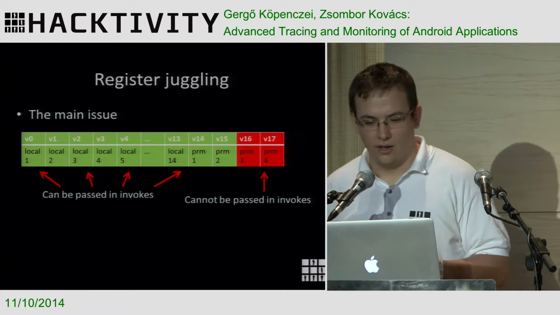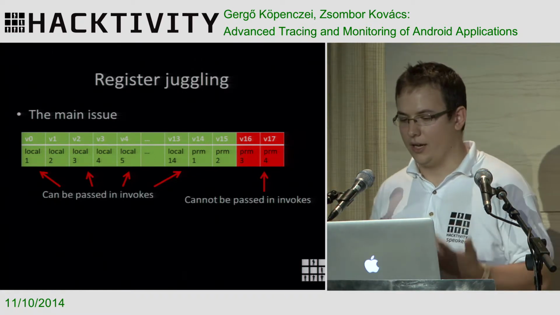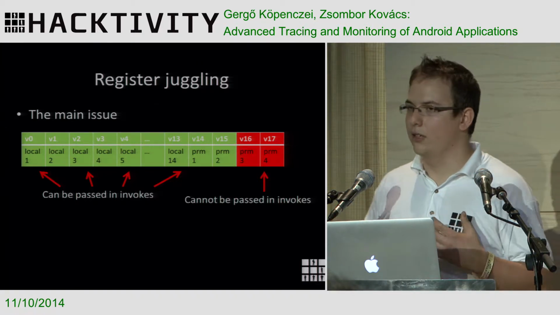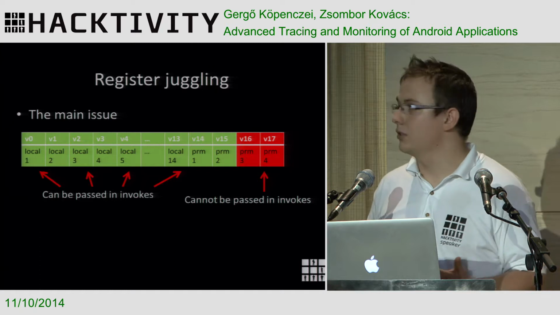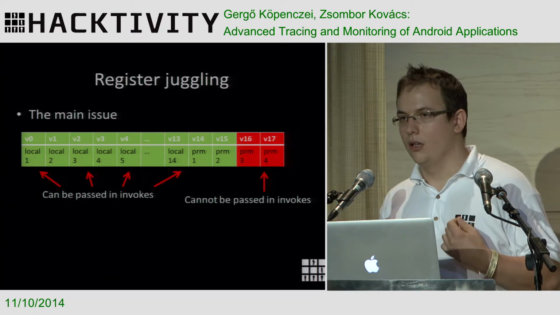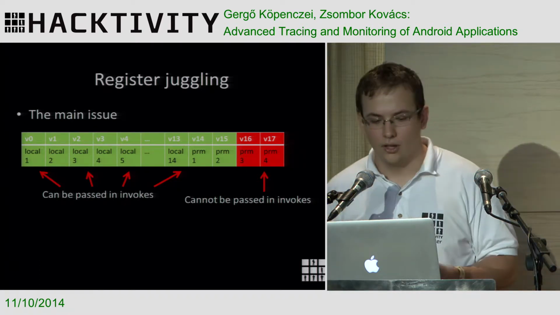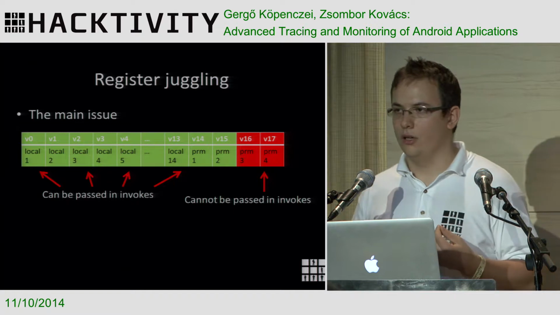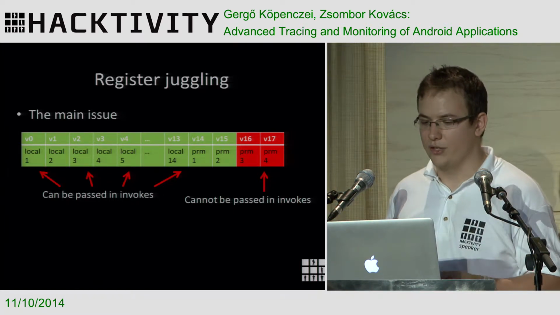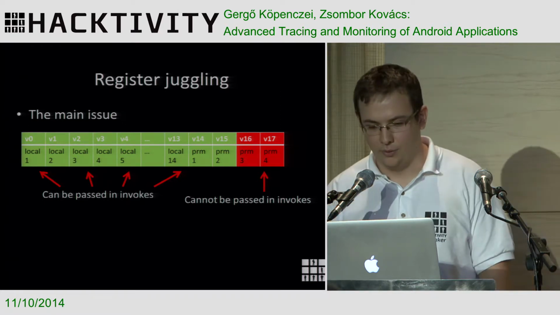Okay, so as I mentioned, there's a lot of problem with registers because they had to be handled differently. And the problem is that the operation code for invoke cannot work with registers over 15. So you cannot pass these registers to it. So if you want to log these parameters, then you had to do some magic to arrange that, because the red zone is forbidden for invoke.